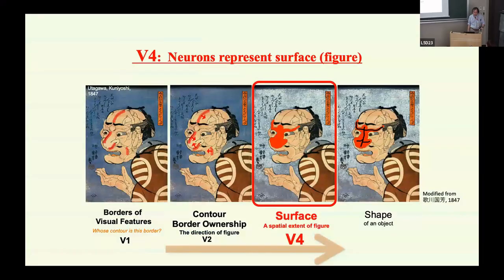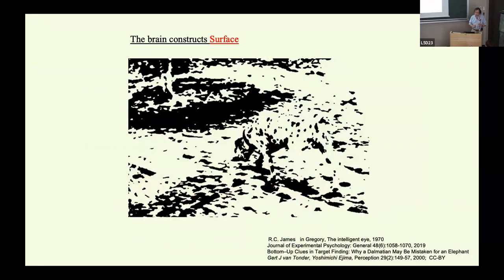Okay, good. So V4 neurons represent a surface, that is, the extent of an object, which is often called figure with respect to ground. Let's begin with yet another quiz. This slide shows a black and white picture that contains a dog. Can you tell where the dog is? Okay, someone did. Nice. It may be difficult to find it the first time, but once you find it, you see it forever. So if this is the first time you see this, spend a couple of seconds to try to find where the dog is.